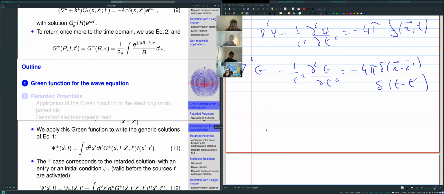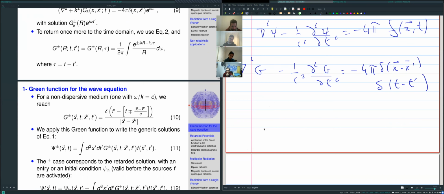And now what I'm trying to say is this: if I've got g, I've got the solution for the first equation, because phi, let me put the time dependence, position and time, is then the integral over dt d3x prime dt prime of g times the source function.